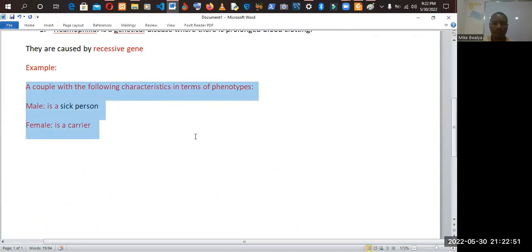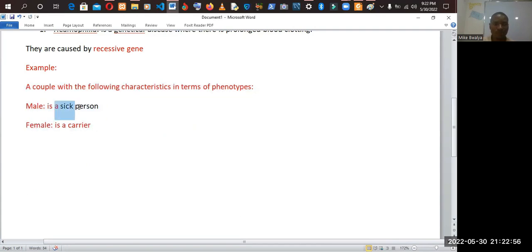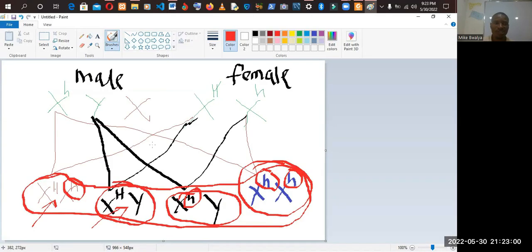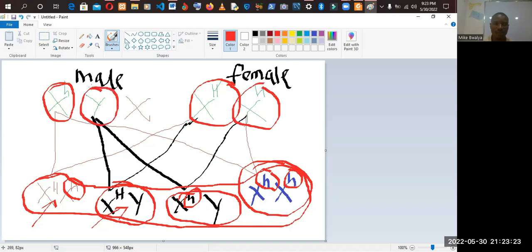Okay, so a couple with the following characteristics in terms of phenotypes. Male is sick, female is a carrier, and this is how we represented the information from the statement, or rather the question. So this is how you can go about understanding sex linked diseases. Okay, so these are only affecting the X chromosome. Now I also emphasize that the Y chromosome is not affected, and therefore we should not put anything.